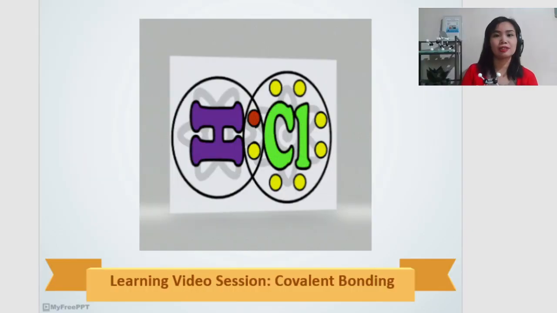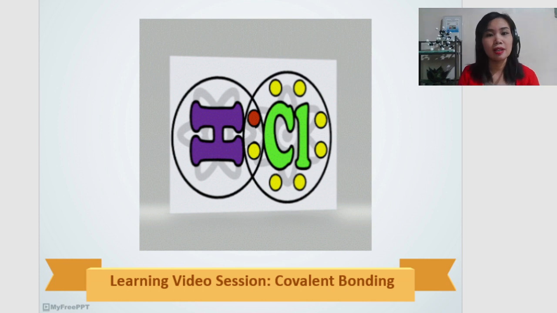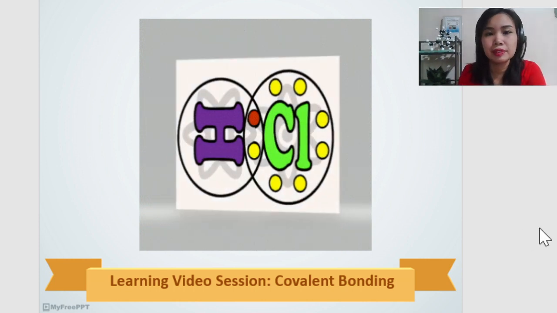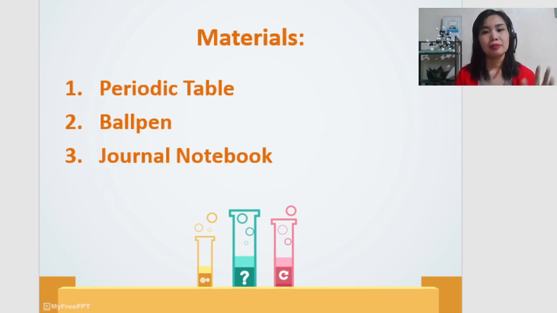I do hope that you are very much ready and excited. So, let's have the presentation now. Gagamit tayo ng chemical elements of hydrogen and chlorine, right? So, our objectives: number one, define covalent bonding. Number two, demonstrate the formation of a covalent bond using the common elements. And number three, relate the common properties of covalent bond. Of course, I'm so sure that you are able to prepare these materials.